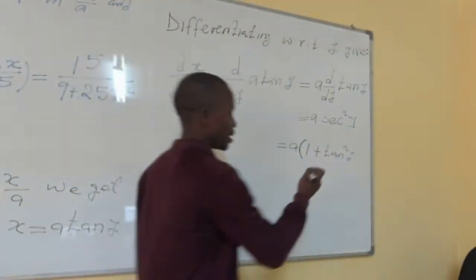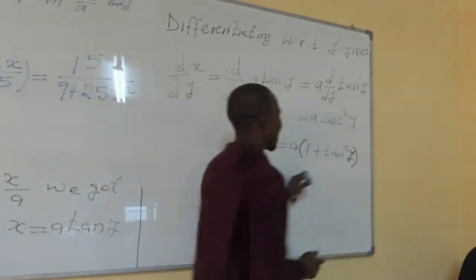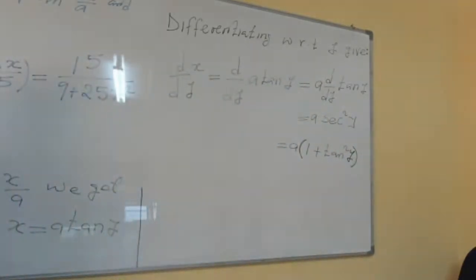Now, because sec squared of y is equal to 1 plus the tan squared of y, but then what is tan squared of y? When we started, we said tan of y is equal to x over a. So when there is tan of y, we substitute with x over a.